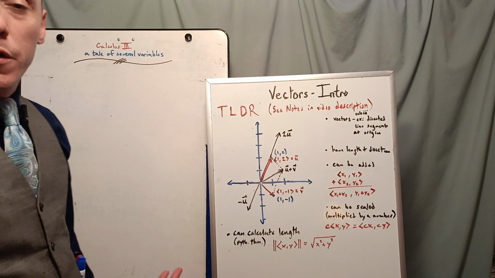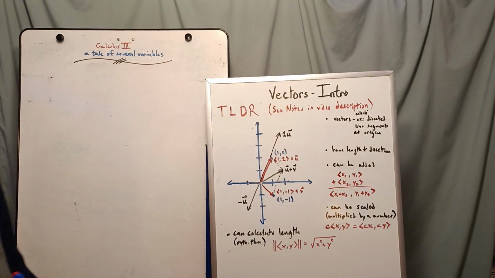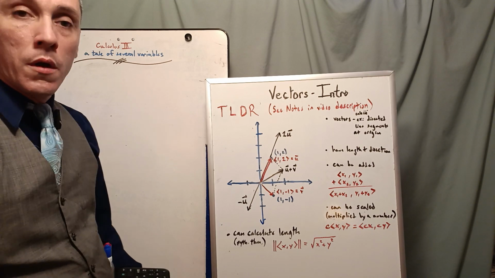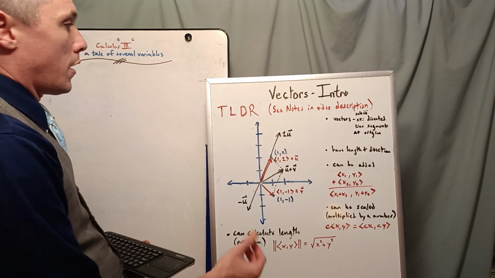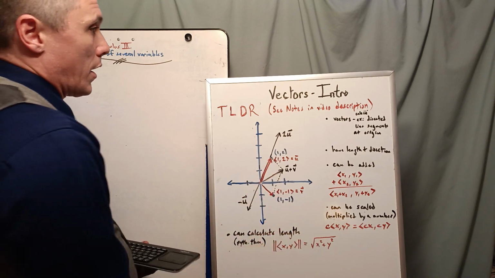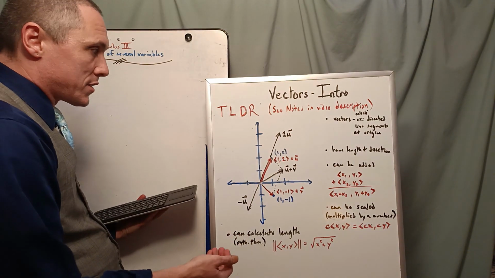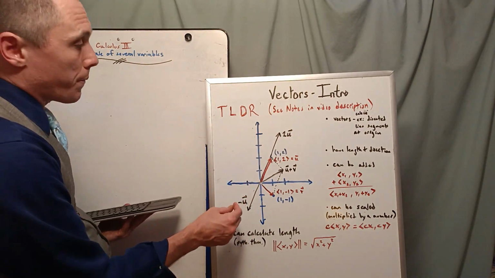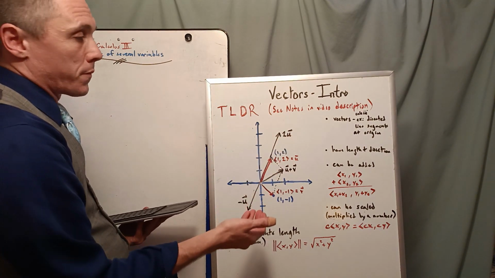I am going to start with a quick overview and then launch into a more complete lecture. For right now, though, in case you don't have time for that, here's what you need to know. In Calculus 3, vectors are essentially going to be directed line segments based at the origin. They have a length and a direction.